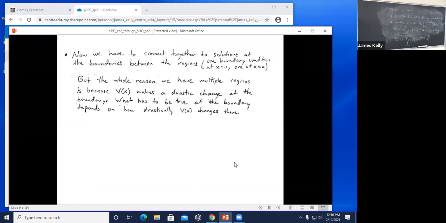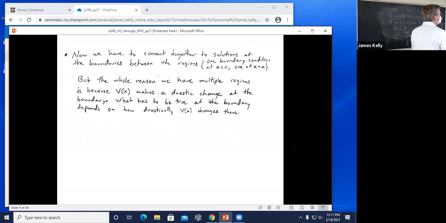Now the only thing that remains is to connect them up. We have to connect together the solutions at the boundaries between the regions. And we've got to talk about some boundary conditions, and we haven't yet in this course, so we want to talk about them somewhat carefully. You might think we're talking about different regions. We have 3 different regions for this potential. The reason we're talking about 3 different regions is because V of x changes really drastically as you go from one region to the other. You can just think of it as one complete V of x, but something kind of drastic is happening there.